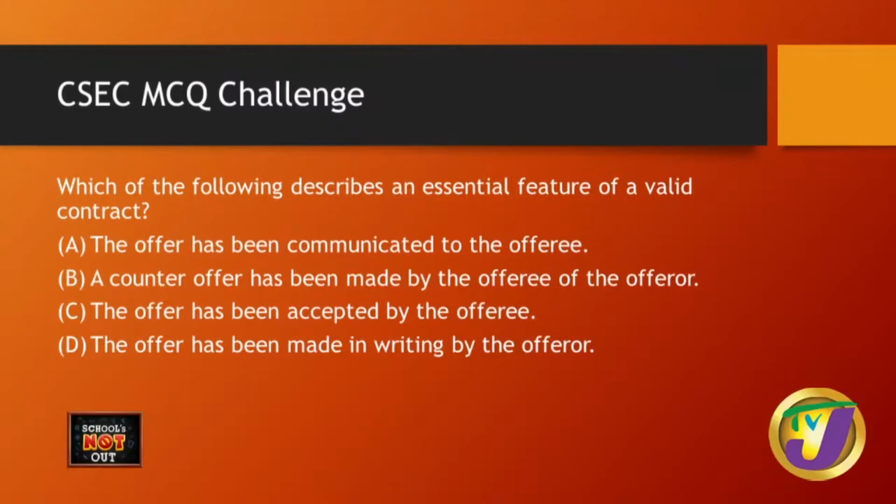The offer has been accepted by the offeree, or the offer has been made in writing by the offerer. Now, for this question, I know that one element of the contract is that an offer must be made, but the closest answer, let's see, is C, where an acceptance is made. So C stipulates that an offer was made and there was an acceptance also. So C would be the most accurate response to this question.